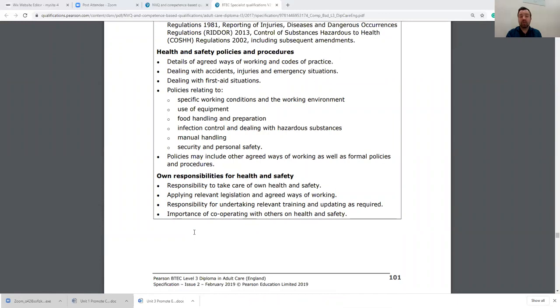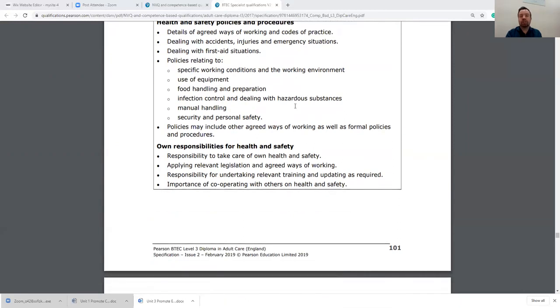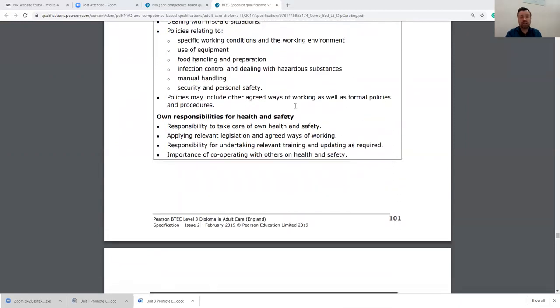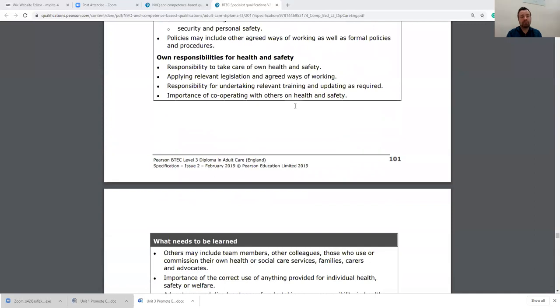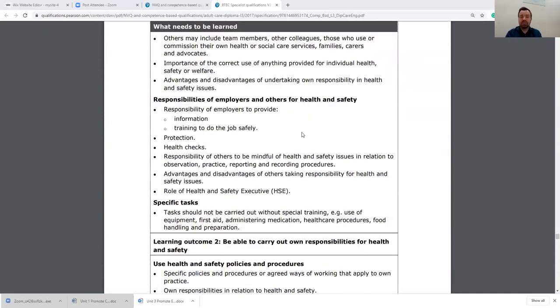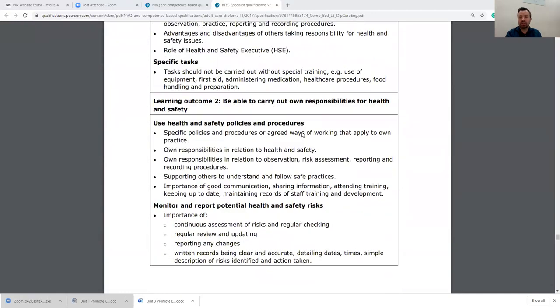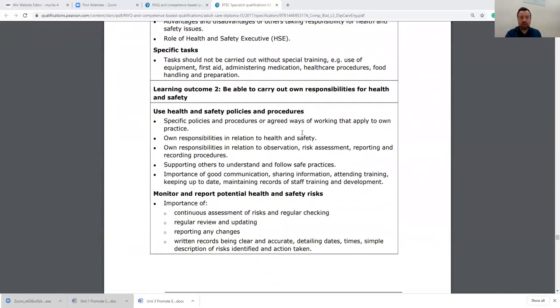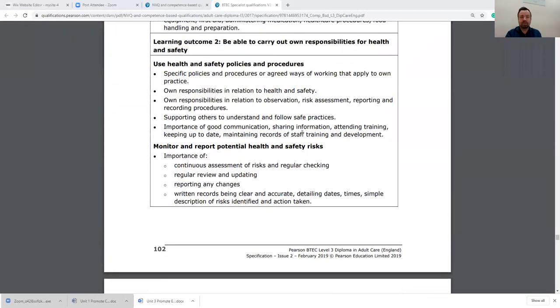We looked at some of the policies and procedures. We looked at dealing with equipment. We talked about practices, what to do with emergency situations, things around food preparation and things around infection control. We talked about our own responsibilities in health and safety and the responsibilities of our managers and different tasks we're able to undertake.